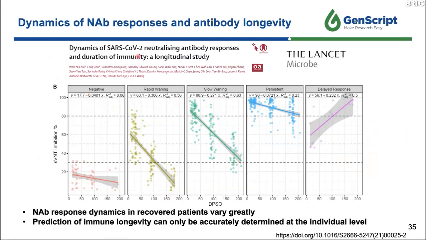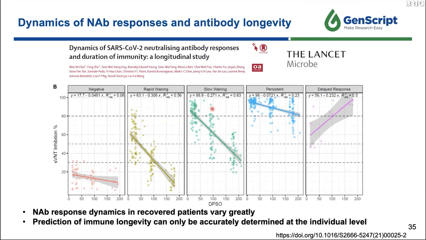So in this study that's published in Lancet, they investigated the neutralizing antibody response for those who have recovered from the COVID-19. And as shown in this graph here, there are 5 different distinct types of profiles. So the first profile is the negative ones, which means they do not produce any neutralizing antibody after the infection, unfortunately. And then the second group is the rapid waning group, which means that initially they have a very high level, but then it decreased very fast. And at the end of the 6 months, it becomes negative.